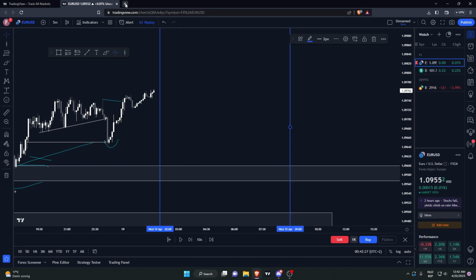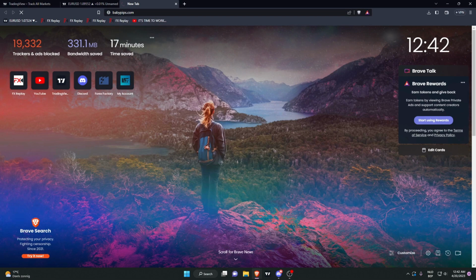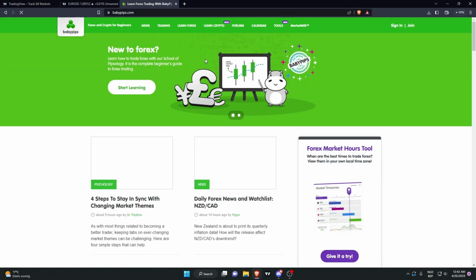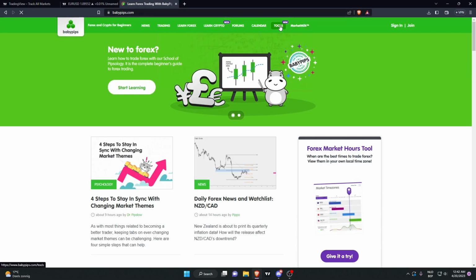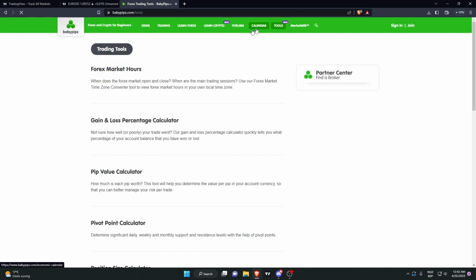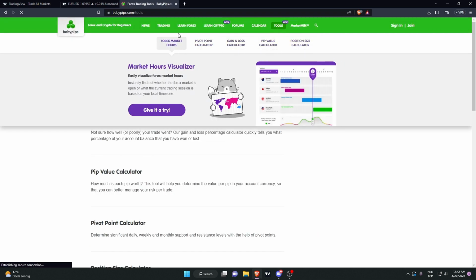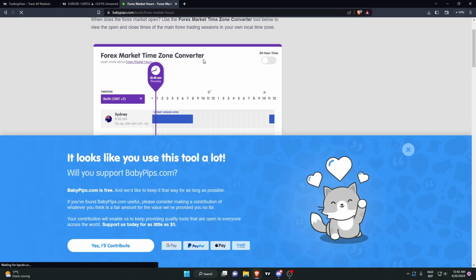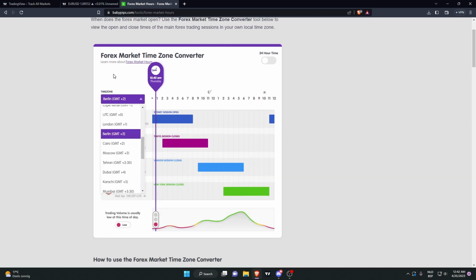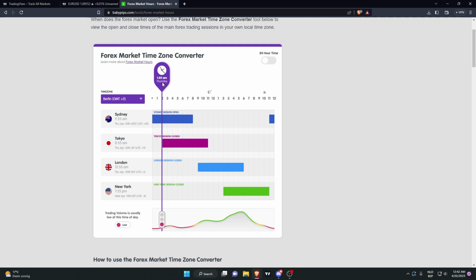I can even show you. Go to Babypips. You can also see the volume on this, and this is also where you see your position size calculator. So you go to tools, and then you go to forex market hours, right? So what is this? You convert this to your own time. So as you guys can see, 2 o'clock is when New York opens, 9 o'clock is when London opens, and then 2.